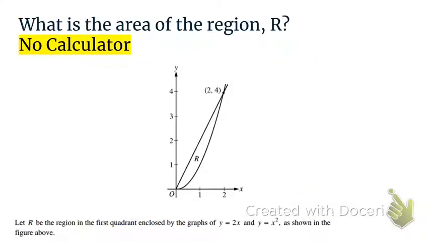This is a non-calculator question, but it is a previously released AP question. It says, what is the area of region R? So notice that they were kind enough to draw it for us. It says R is the region in the first quadrant that's enclosed by the graph of y equals 2x, which is this straight line, y equals x squared, which is this curved line, and it's shown in the figure above. So this is going all the way back to just finding area. We don't want to find volume.